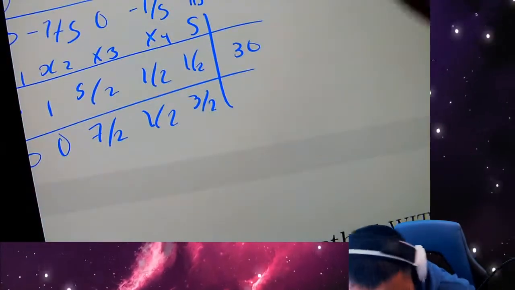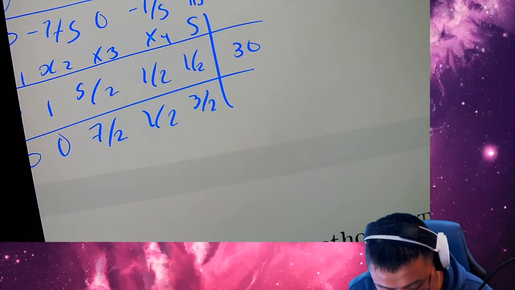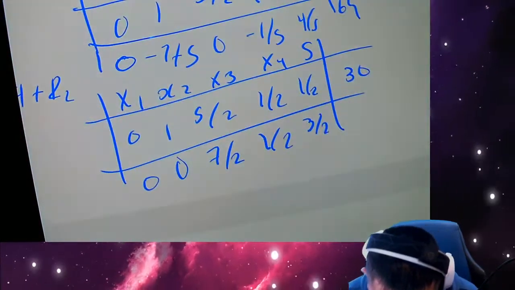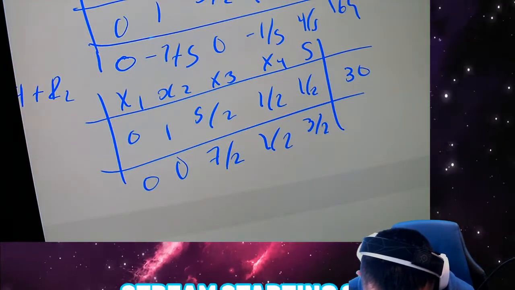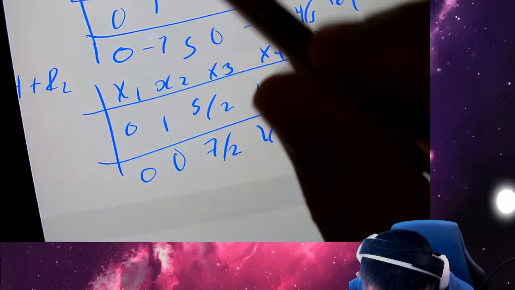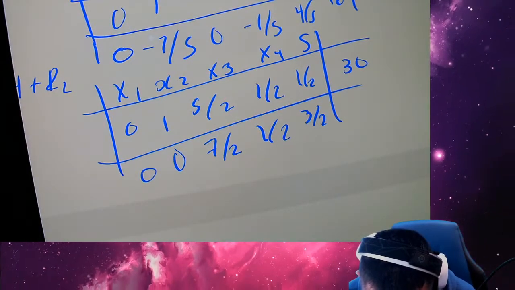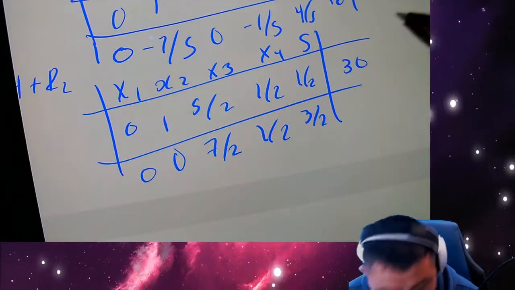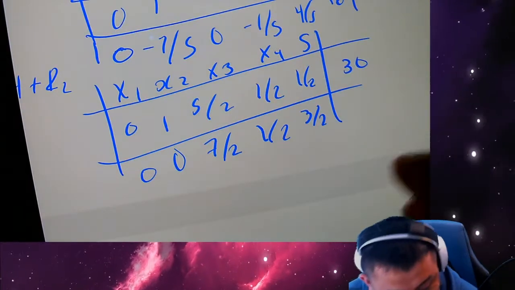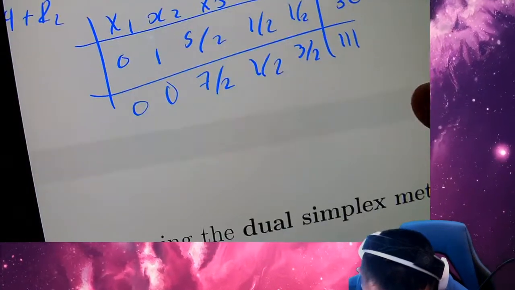Then we get 7 times 30 over 2, 7 over 2. Oh, it's 5, right? 7 times 30 divided by 5. 42. 42 plus 69. It's going to be easy. 111. Okay.